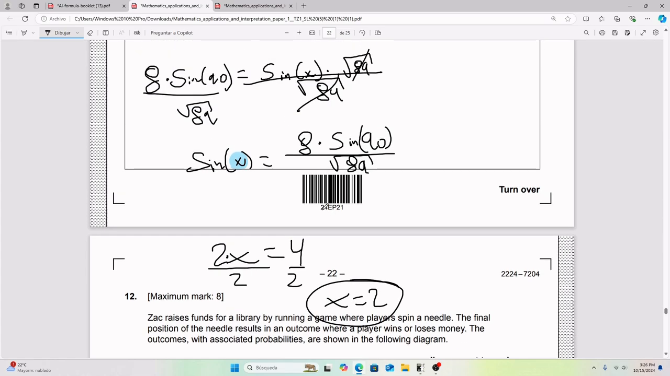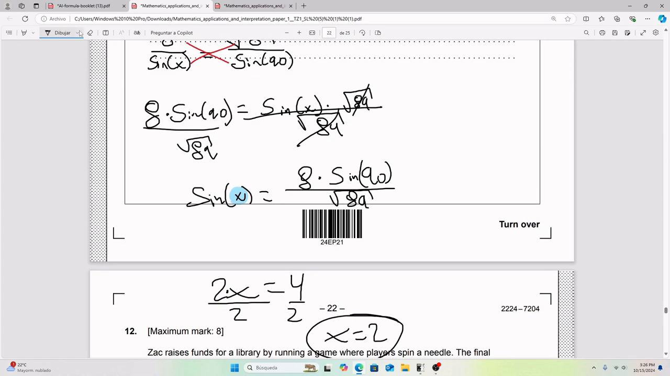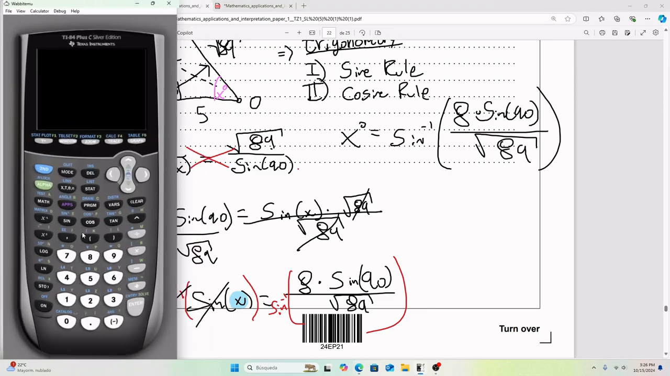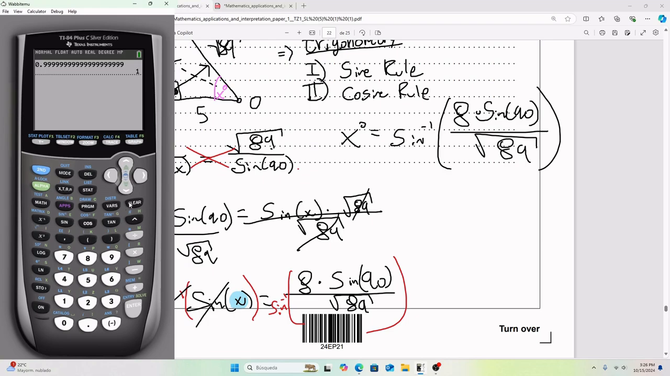Now the thing is, what is the inverse operation of sine? The inverse operation of sine is sine inverse. Look at that. So if you put sine inverse over to both ends, this goes away with this, and you end up with x degrees being equal to sine inverse of this whole thing: 8 times sine 90 divided by square root 89. See? So you put all of that into your calculator and trust the process and it'll work.